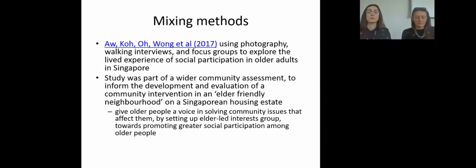Another example used photography, walking interviews and focus groups to explore the lived experience of social participation in older adults in Singapore. The study was part of a wider community assessment to inform the development and evaluation of a community intervention in an elder-friendly neighbourhood in a Singaporean housing estate. The authors aimed to give older people a voice in solving community issues that affected them, and aimed to set up elder-led interest groups that look to promote greater social participation through older people.